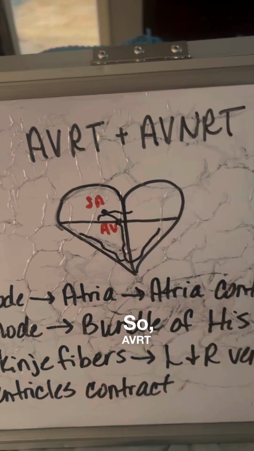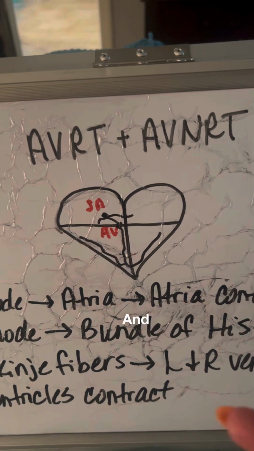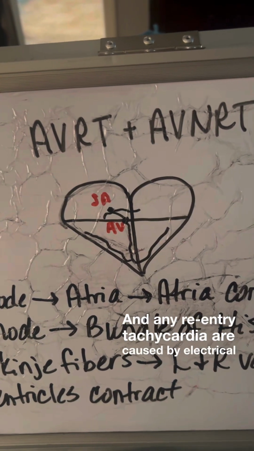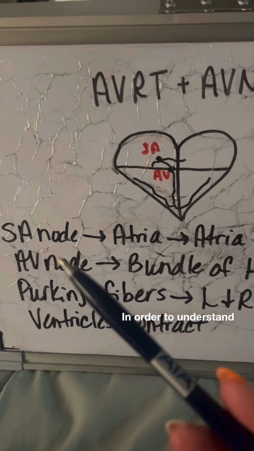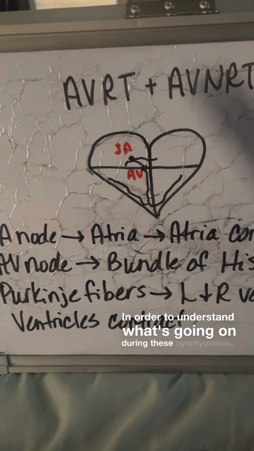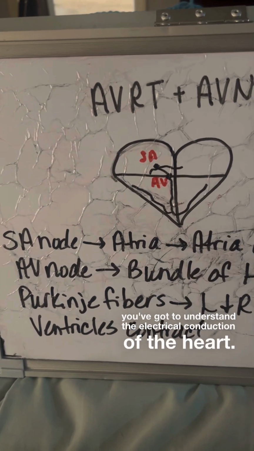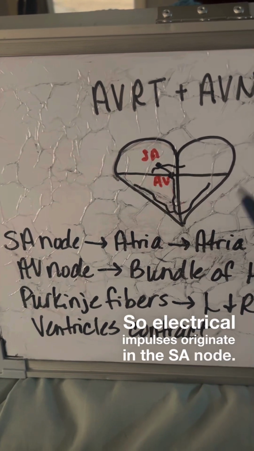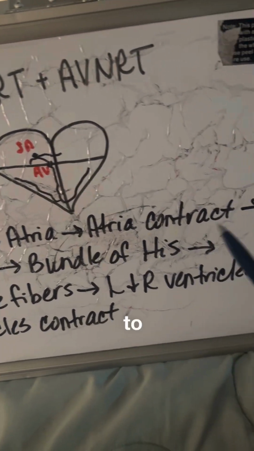So AVRT and AVNRT are re-entry tachycardias, and any re-entry tachycardia is caused by electrical signals that loop back on themselves. In order to understand what's going on during these dysrhythmias, you've got to understand the electrical conduction of the heart. So electrical impulses originate in the SA node. They then travel to the atria, causing the atria to contract.